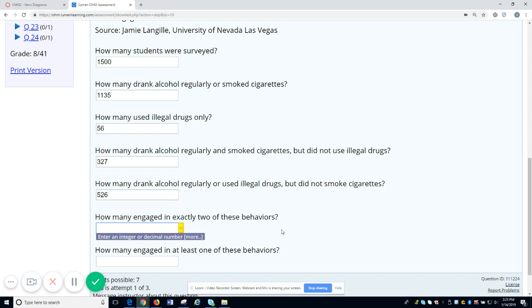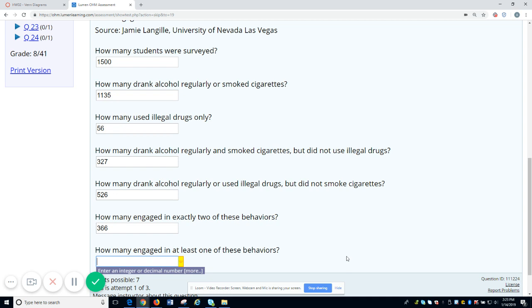And how many people engaged in exactly two of these behaviors? Okay, that's going to be everyone in the middle except the 97 people who did all three. So what I'm going to do is add 17 people who did alcohol and drugs, but not cigarettes, 327 people who did alcohol and cigarettes, no drugs, and then 22 who smoked, did drugs, but no alcohol. And that gives me 360 people.